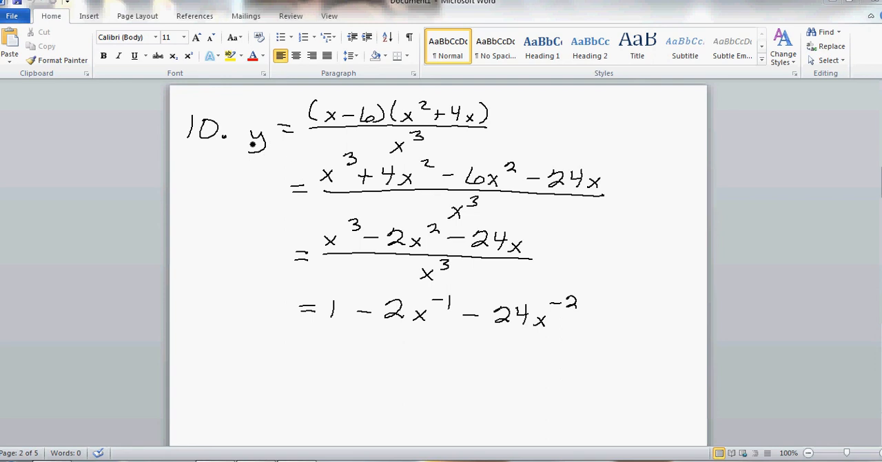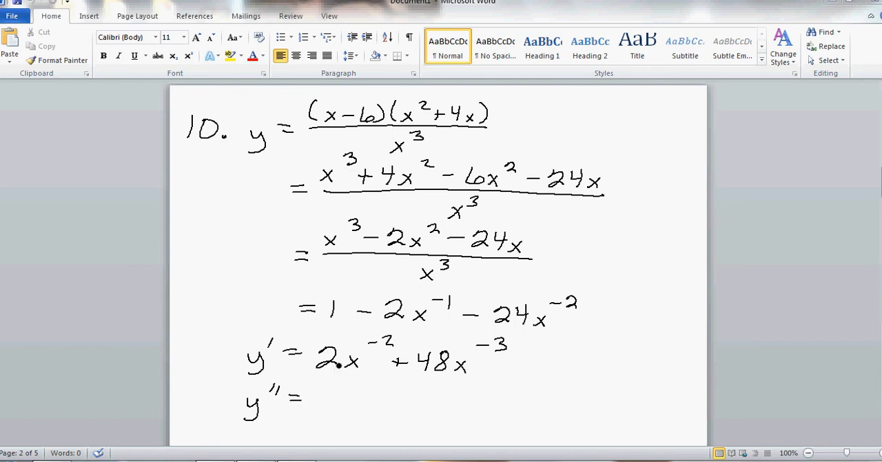Now notice I've never taken the derivative yet. I've done all my hard work at the beginning. So now I'm going to take the first derivative. The first derivative of this, it's a constant, so it's 0. Taking negative 2 times negative 1 is 2. And subtracting 1 from the negative 1 gives negative 2. Negative 24 times the negative 2, that's a positive 48. 48x to the negative third. That's the first derivative. We need to remember we are asking for the second derivative.